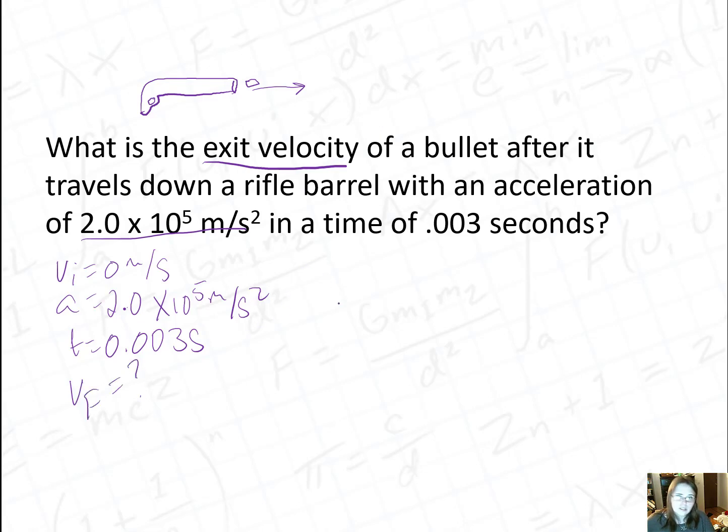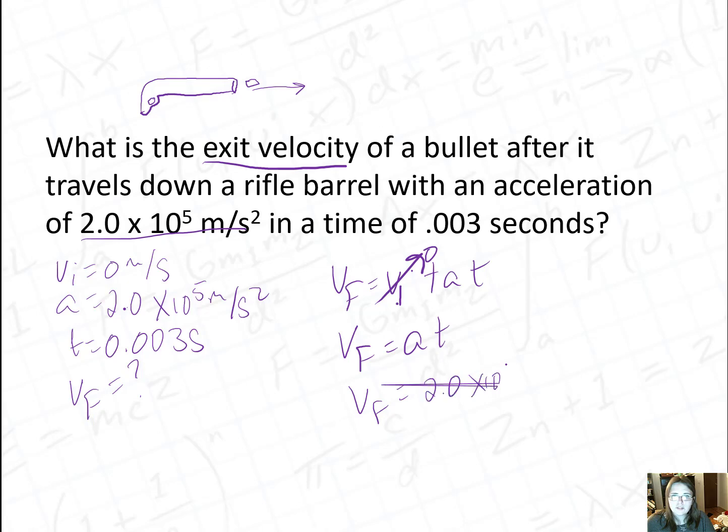So the equation we're working with is VF equals VI plus AT. This VI is going to go to 0. So then we have the final velocity is equal to acceleration times time. And then we just plug in the numbers. Acceleration is 2.0 times 10 to the 5th meters per second squared. And I'm just going to get rid of that stray mark there.